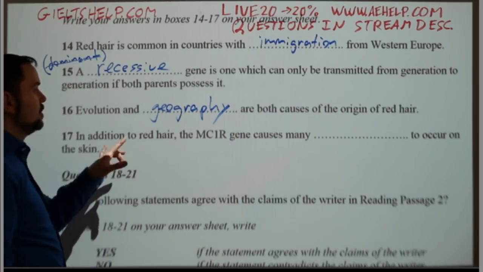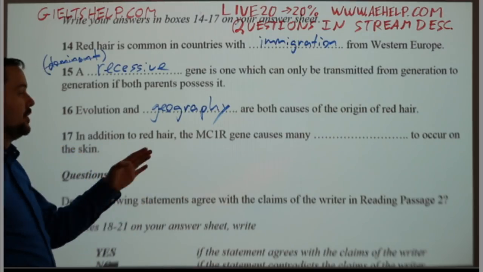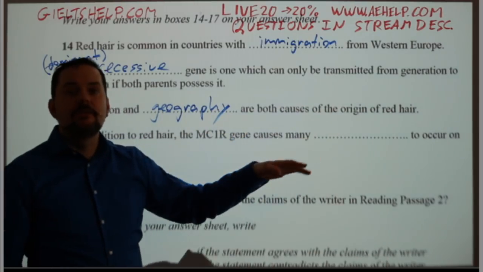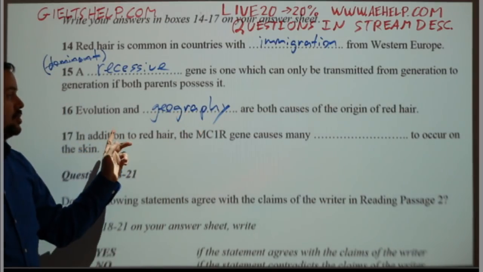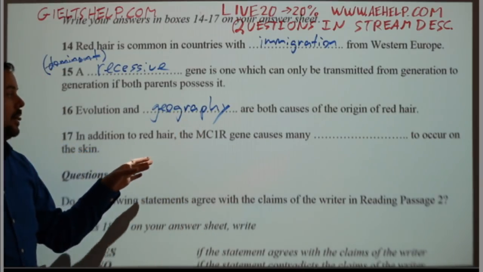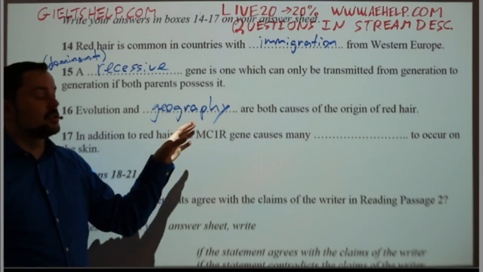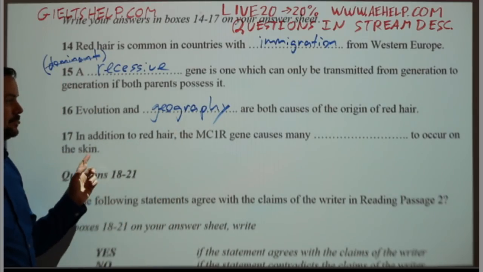Okay? Geography and evolution interact to be the cause of red hair. Remember that geography triggers evolution because people in areas with low sunlight have red hair so that they can produce more vitamin D. So the correct answer is geography.